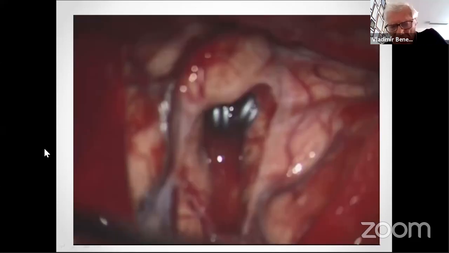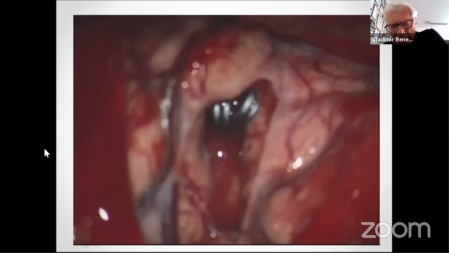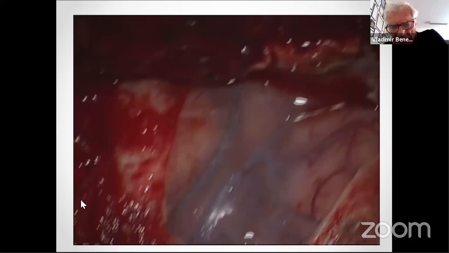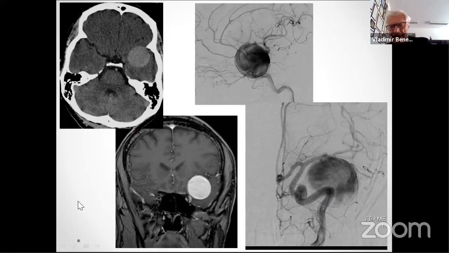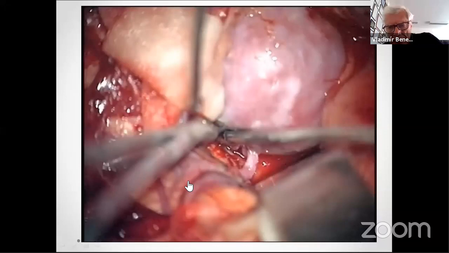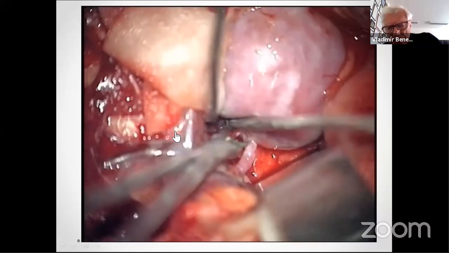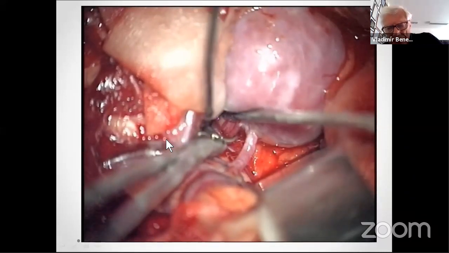You do not need to see the carotid. You do not need to see the optic nerve, nothing like that. It's fast, easy, and very straightforward. Actually, exactly the same technique we are using for large aneurysms. Of course, here the Sylvian opening is a little wider, but never going to the skull base.